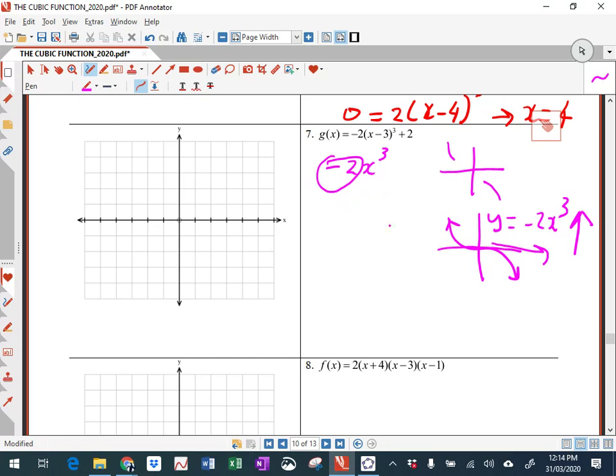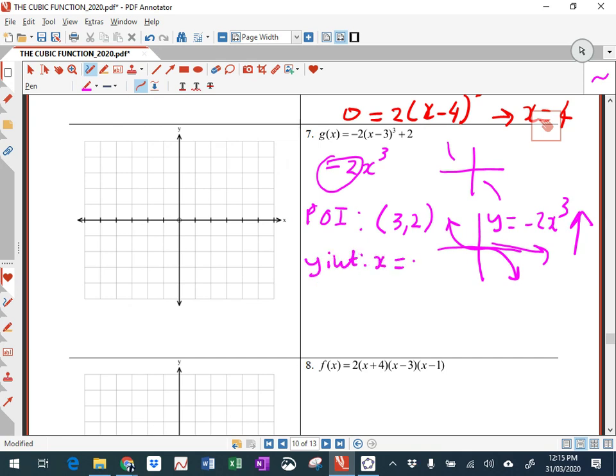What else can we do? So that means my point of inflection, without doing much working out at all, if it starts at 0, 0 and it goes right 3 and up 2, my point of inflection will be at 3, 2. That's for starters. Now what about my y-intercept? Can I work that out?